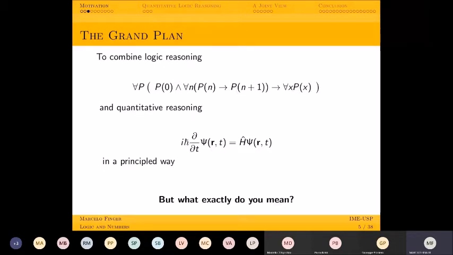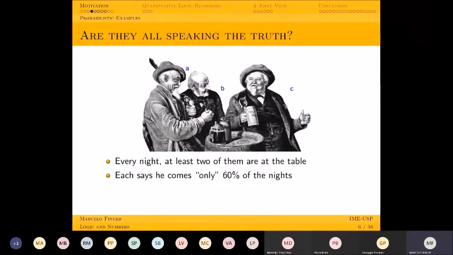So what exactly do I mean by a well-behaved way? Well, I'll show you some examples now. Okay, so here we have three friends in a bar. The problem here is, the bartender says that every night, at least two of these three friends are at the table. So the barman makes a statement like that. And then if you go and talk to these very friendly gentlemen, each of them says, no, I come here only 60% of the nights. The rest of the nights, I stay at home with my wife, we watch, you know, soap opera, whatever. And the question is, can they all be telling the truth?